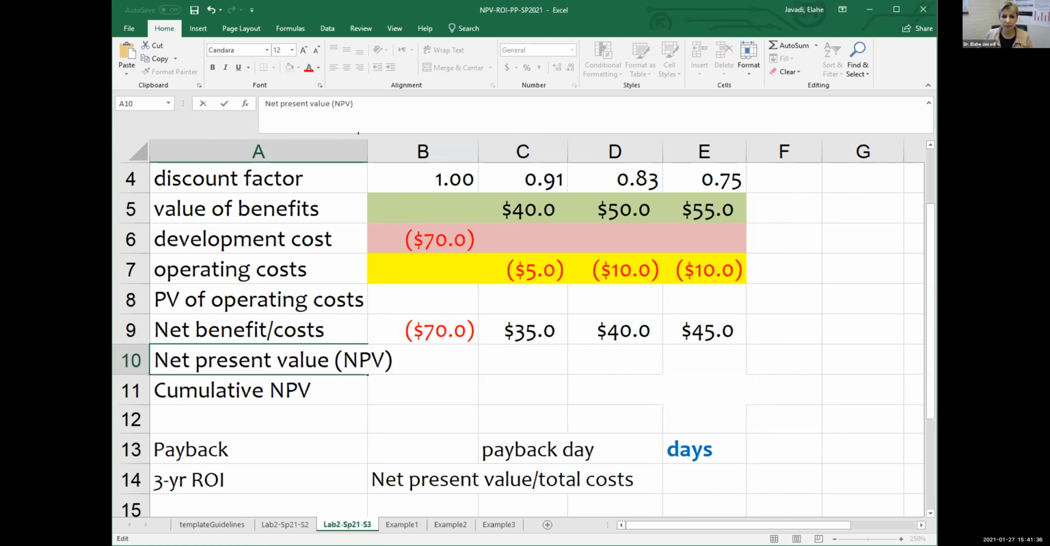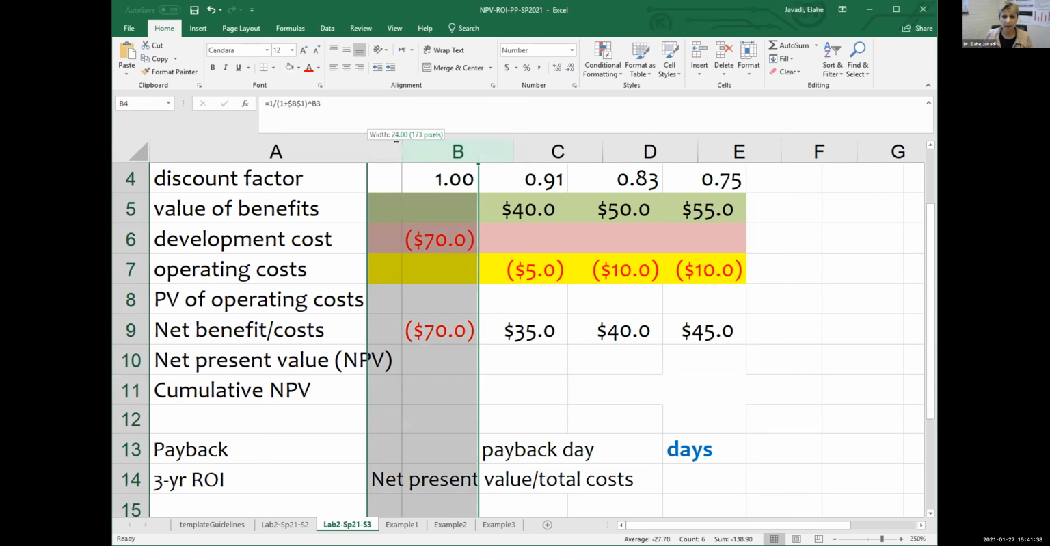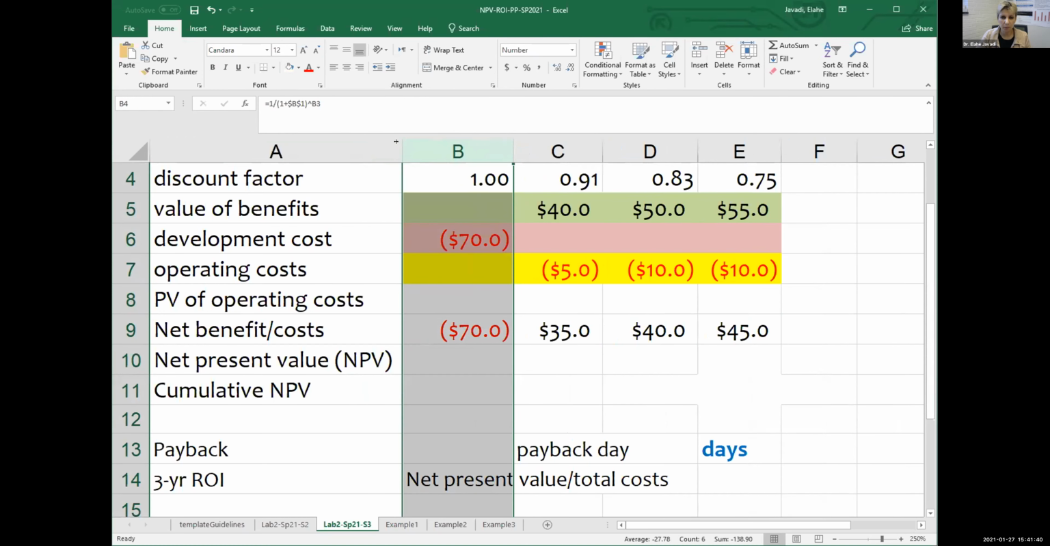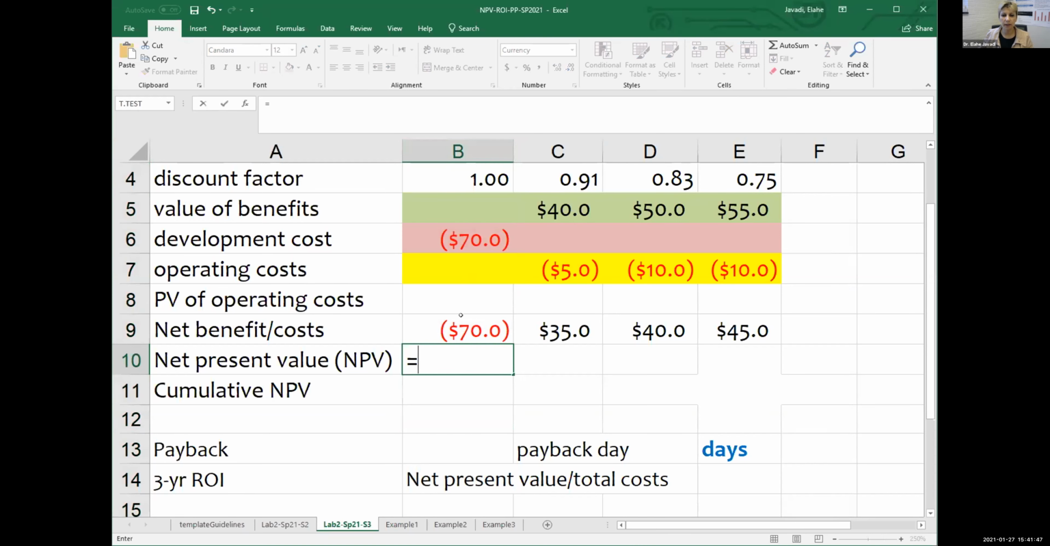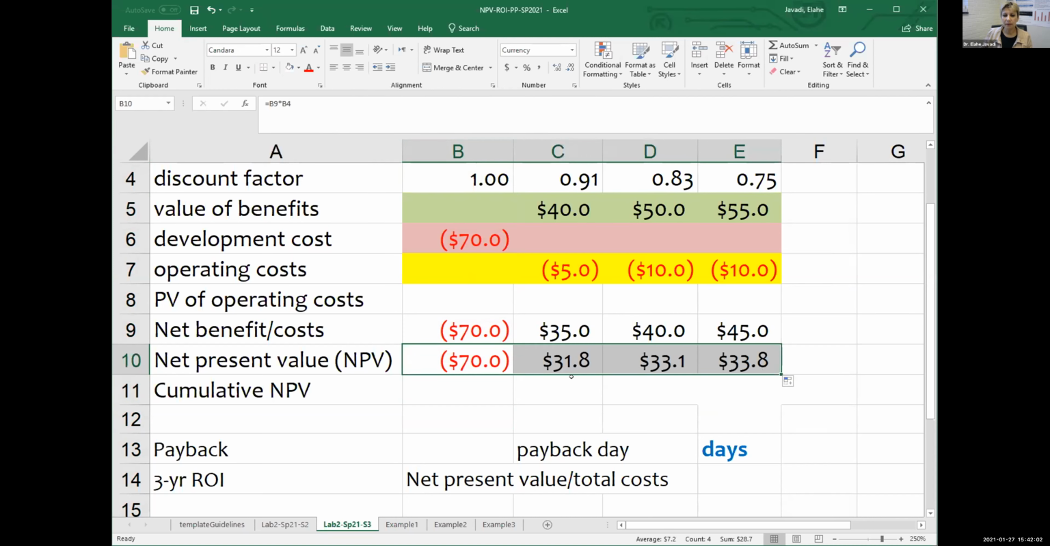Whenever they tell you net present value of anything, it means that it's the value for that year multiplied by the discount factor. Discount factor, we have already calculated. So we're gonna put equal sign, get the value selected, multiply by discount factor. It's the same for year zero because the discount factor is 1. The numbers will show a difference as the year goes on and the differences become larger as you move on to the future.